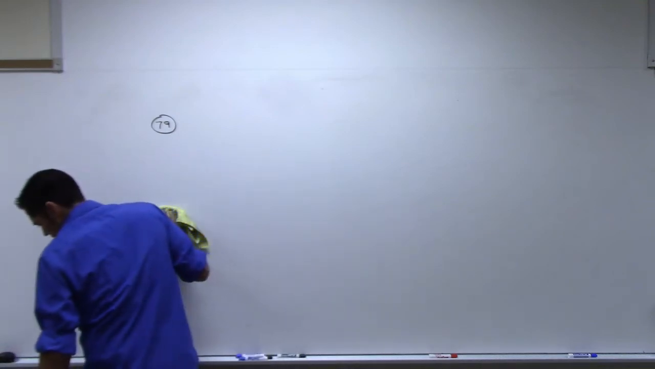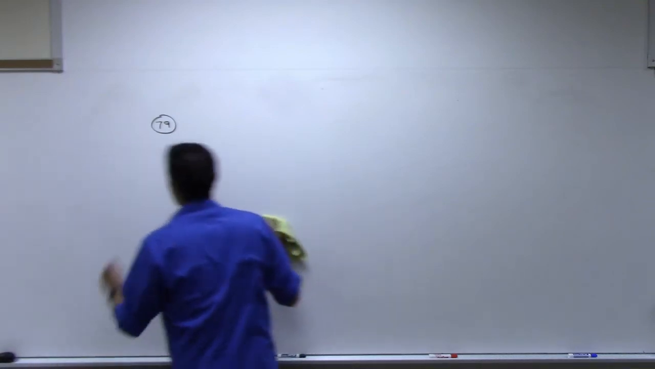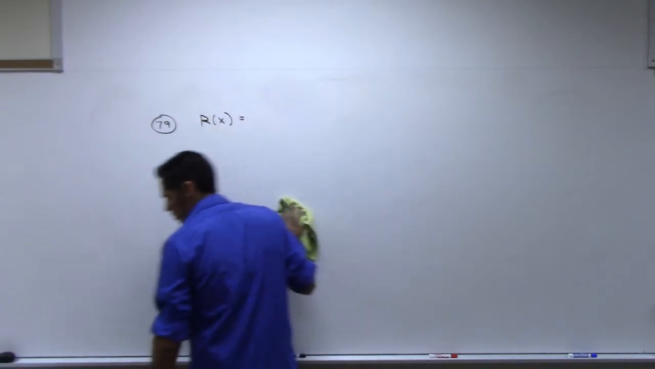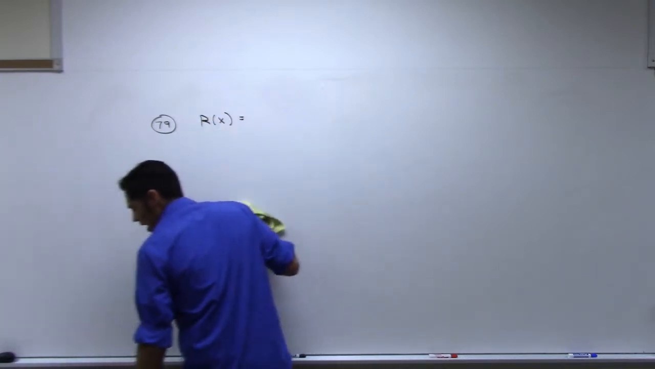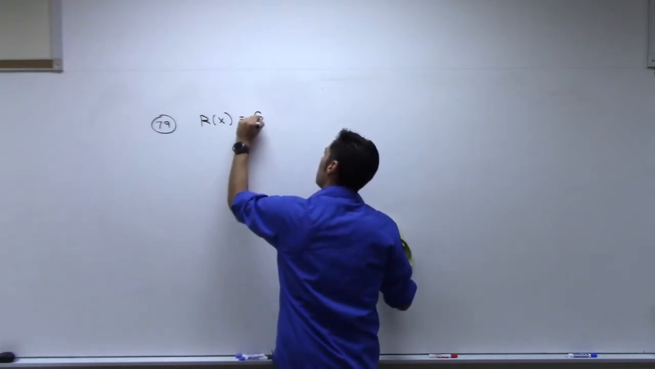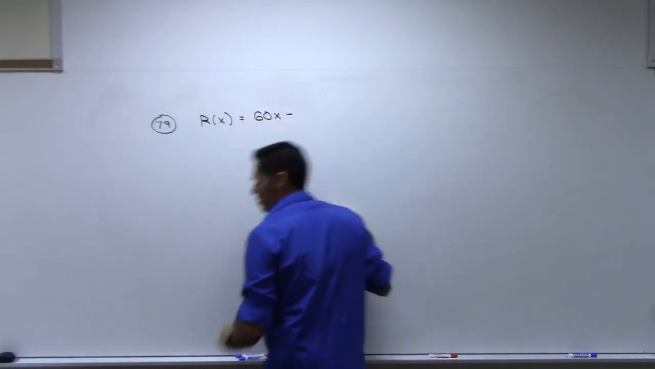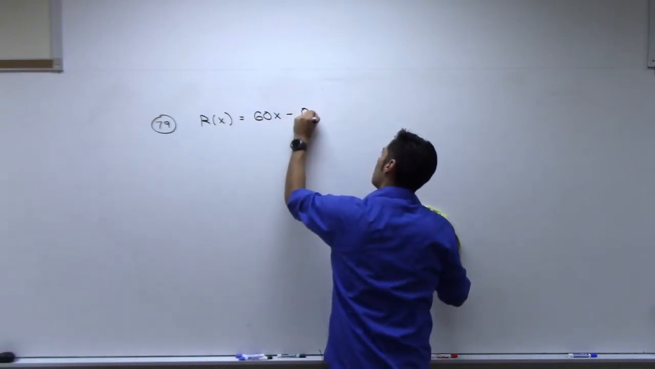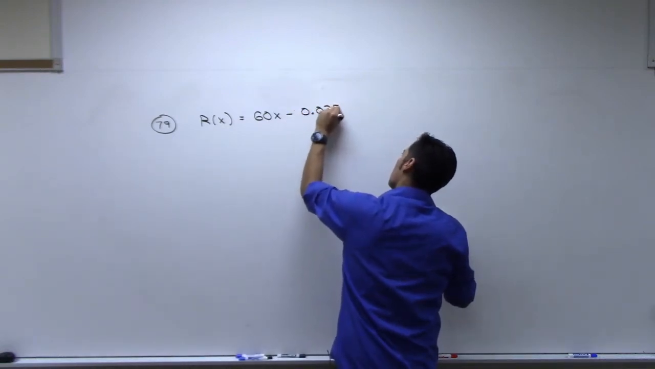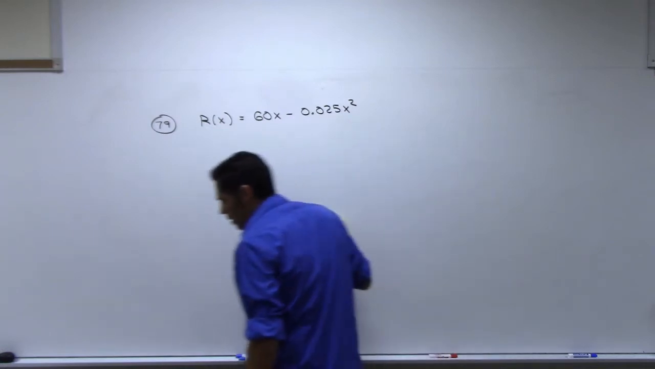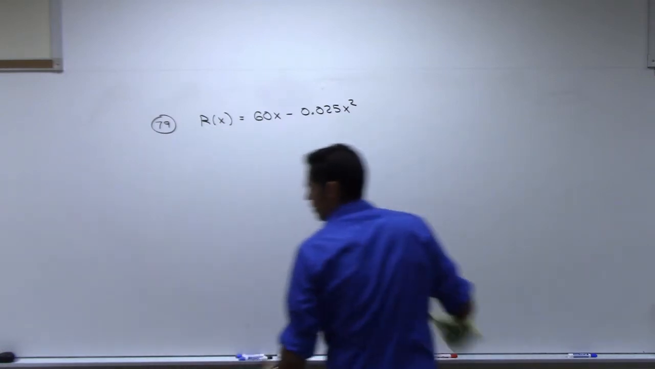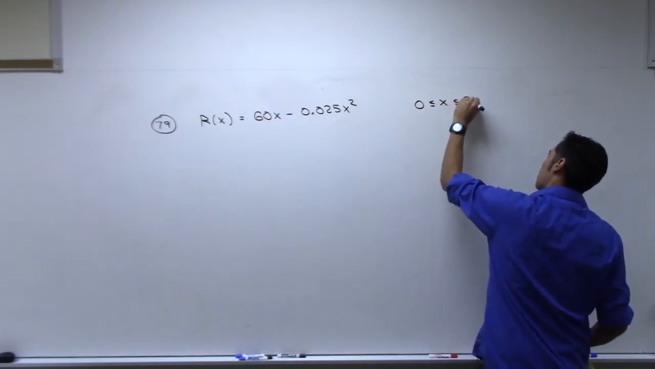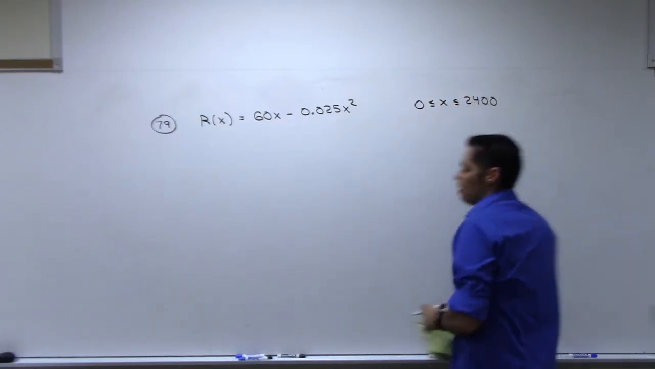All right, they give you a revenue function. R of x, so that's just like f of x, but we're calling it R of x, is 60x minus 0.025x squared. And they're telling you that this exists on the interval 0 less than or equal to x less than or equal to 2400. So this is our revenue function.